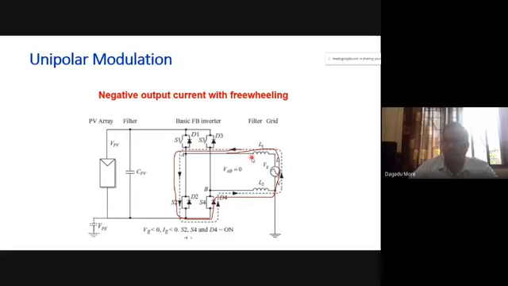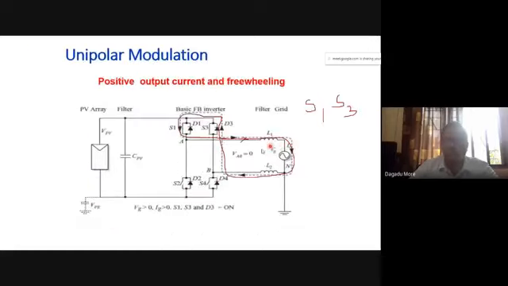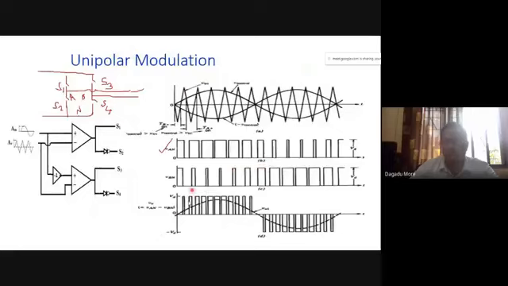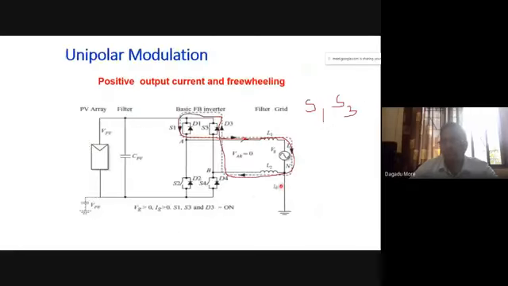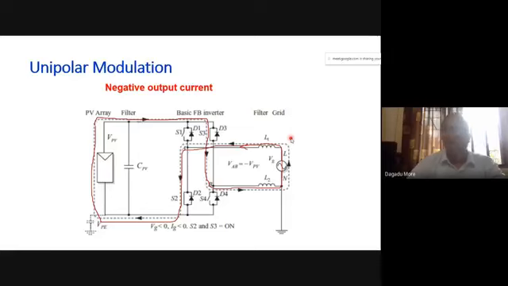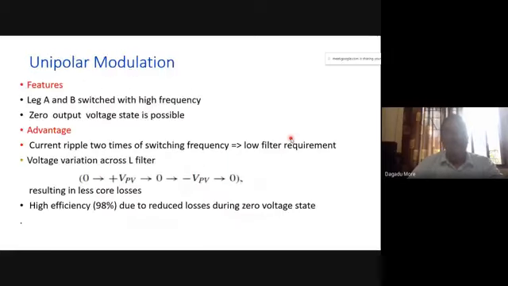Whereas the voltage across the inductor, we have seen that in case of this unipolar switching, we are having a zero voltage level. So the voltage across the inductor may be going from plus VPV to 0 to minus VPV. So because of that, definitely core losses in the inductor may become smaller. So this is what we have discussed.